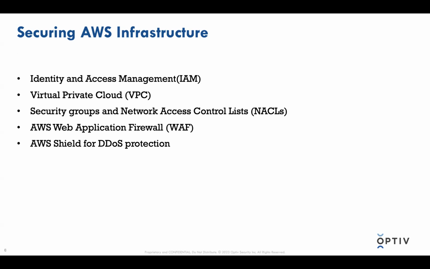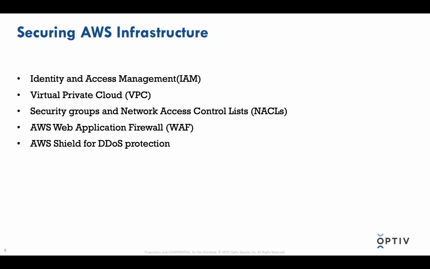The fourth infrastructure component is the AWS Web Application Firewall, also known as WAF. WAF provides an additional layer of protection for your web applications. It allows you to define rules to filter and block malicious traffic, safeguarding your applications from common web-based attacks such as SQL injection, cross-site scripting, and more. By leveraging WAF, you enhance the security of your web application and mitigate the risk of potential vulnerabilities.